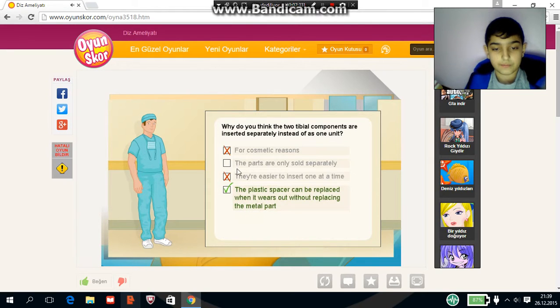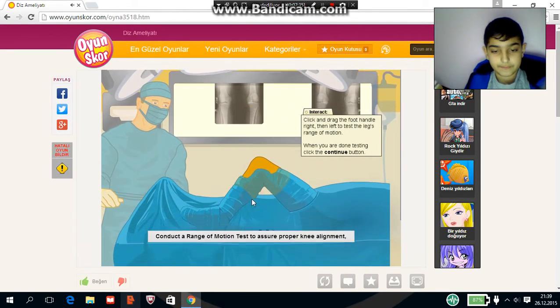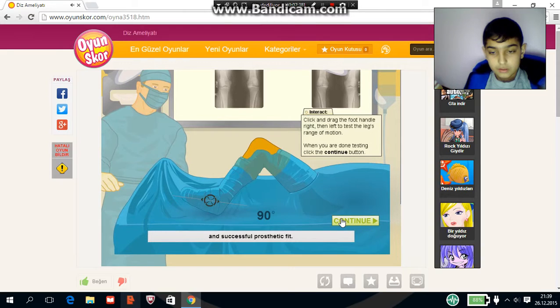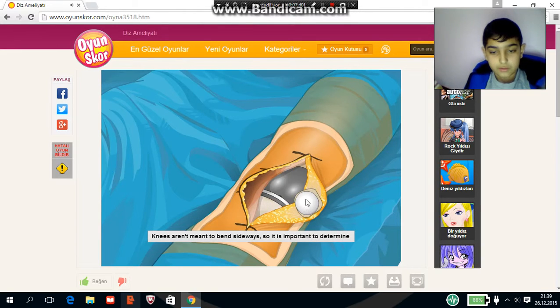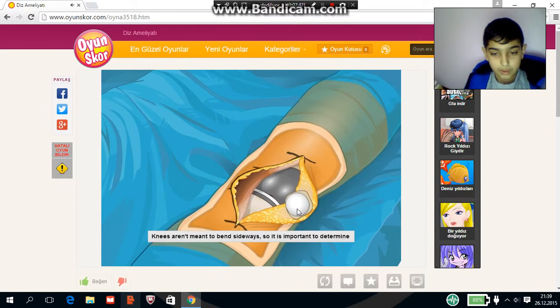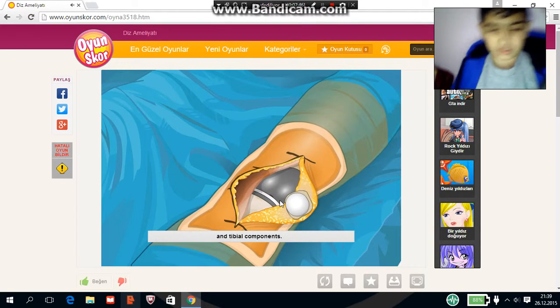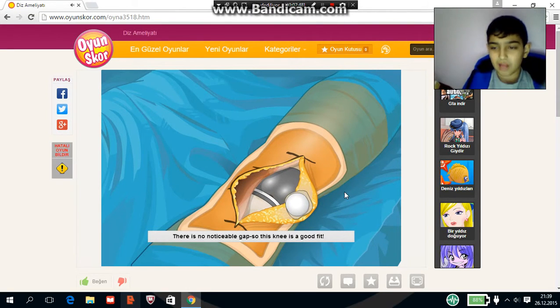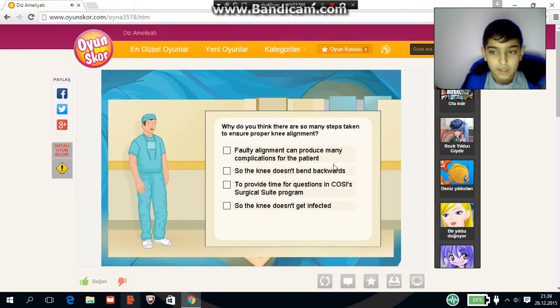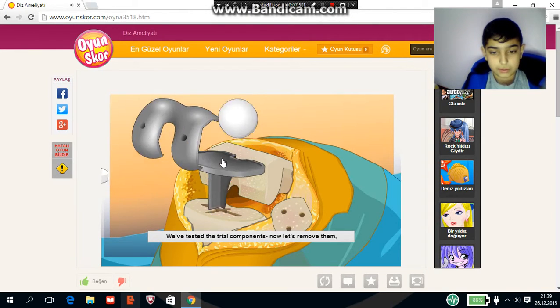Conduct a range of motion tests to assure proper knee alignment and successful prosthetic. Knees aren't meant to bend sideways, so it's important to determine whether there is a gap or space between the femoral and tibial components. There's no noticeable gap, so this knee is a good fit. Why do you think there are so many steps taken to ensure proper alignment? We've tested the trial components.